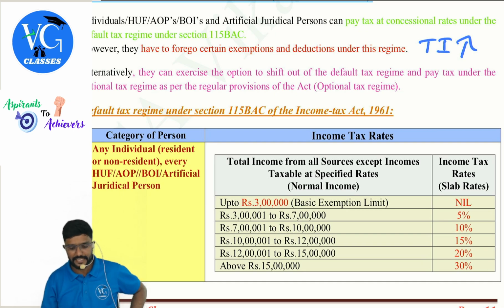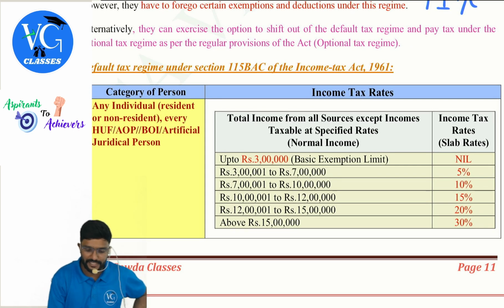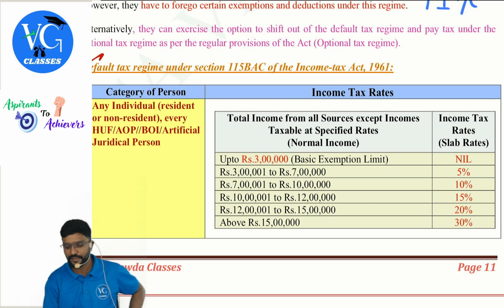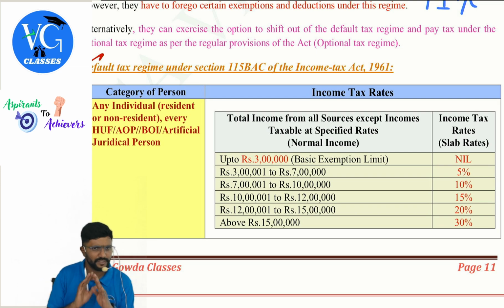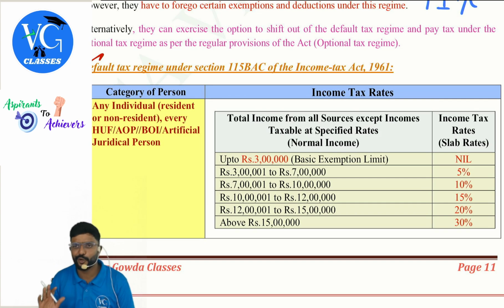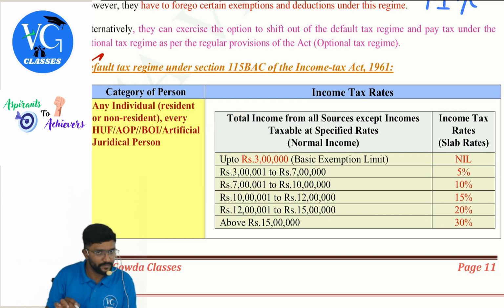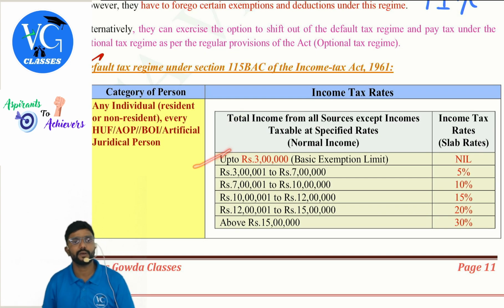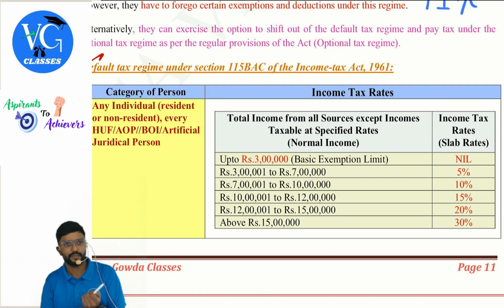Let us see the tax rates under the default tax regime. Because there is an amendment in this, please be careful. Any individual, whether resident or non-resident, irrespective of age, there is no change in the basic exemption limit. Every HUF, AOP, BOI and artificial juridical person. The tax rate on their normal income, whatever we are discussing is only on normal income: up to 3 lakh, we call it the basic exemption limit, no tax. It is nil.